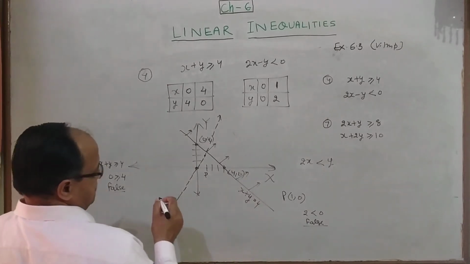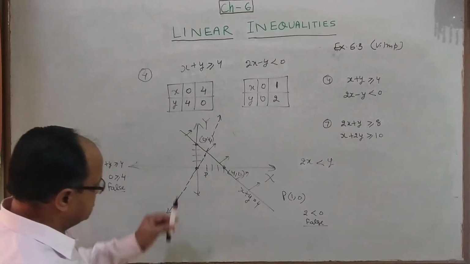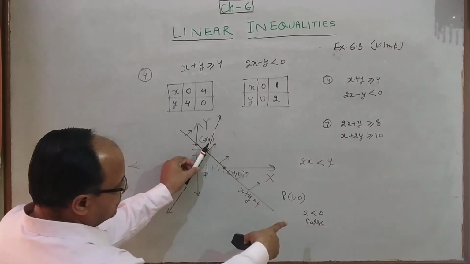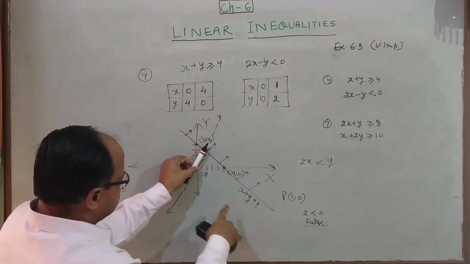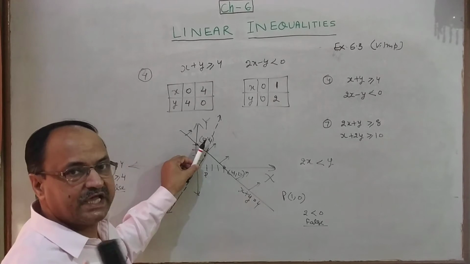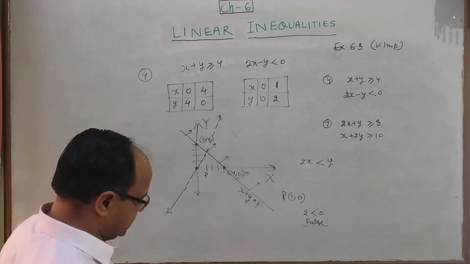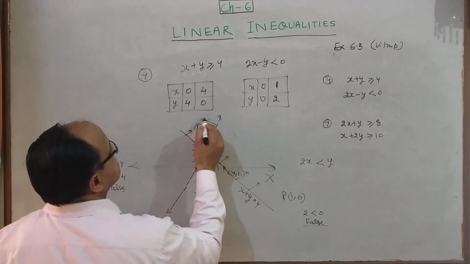It means we go away from this point. Yes, look on the board. This point is P, but it is false. It means this point does not lie in the solution. It means this is the solution area. This portion. Correct?